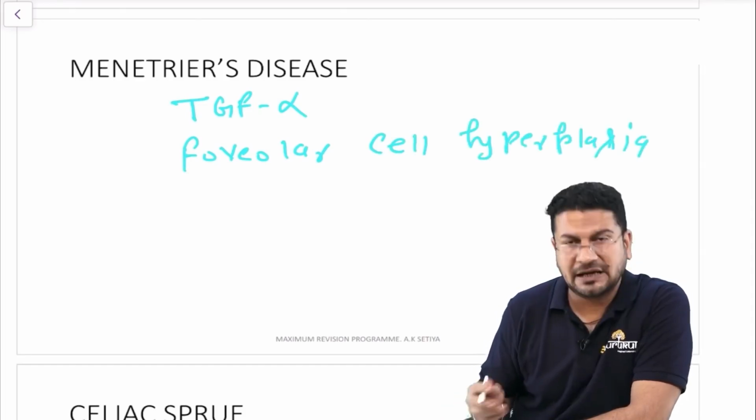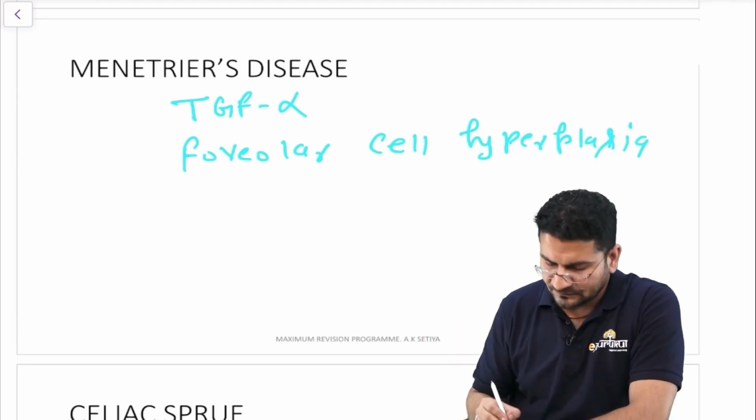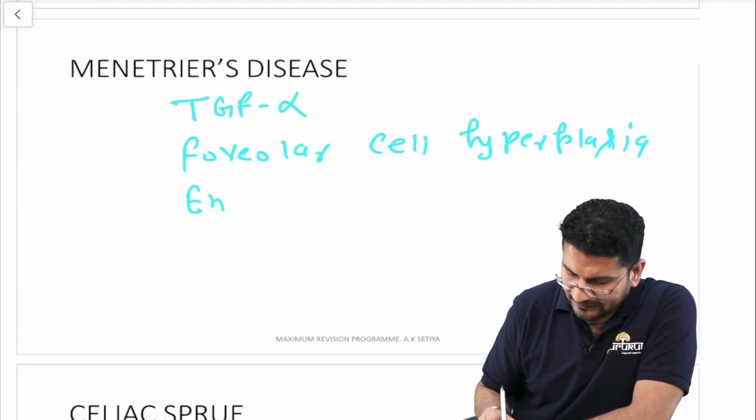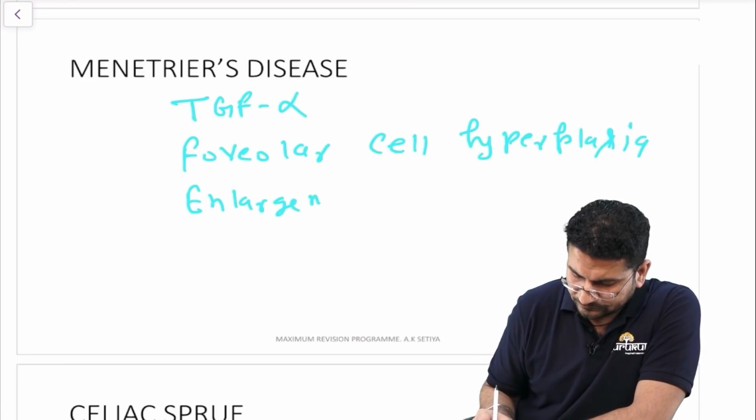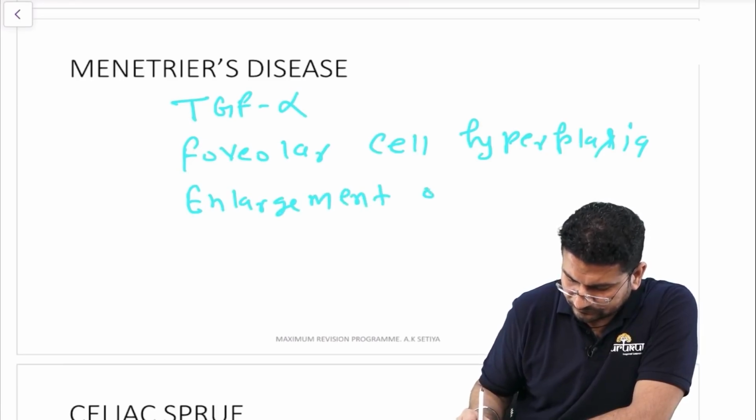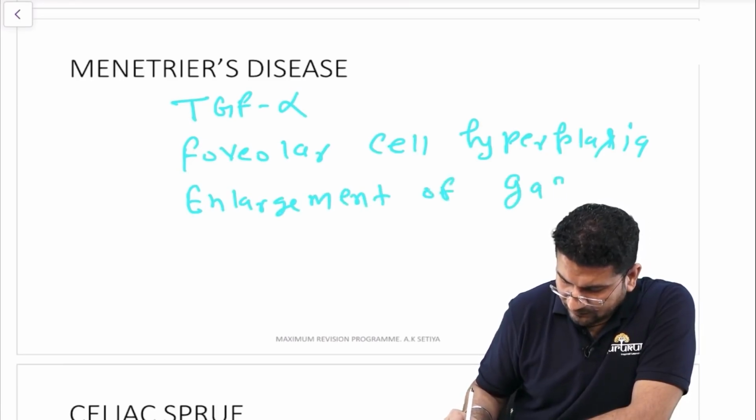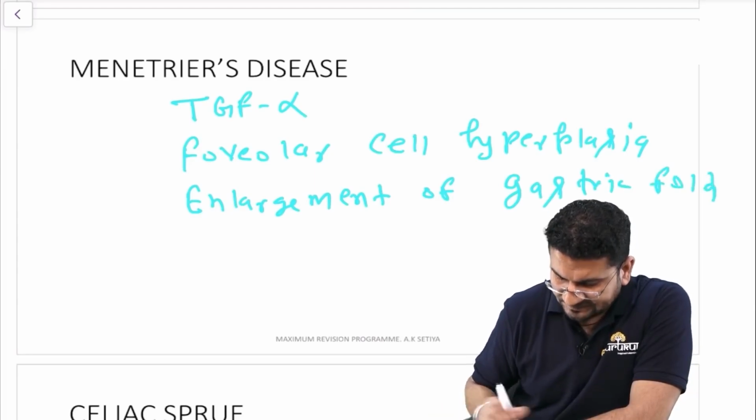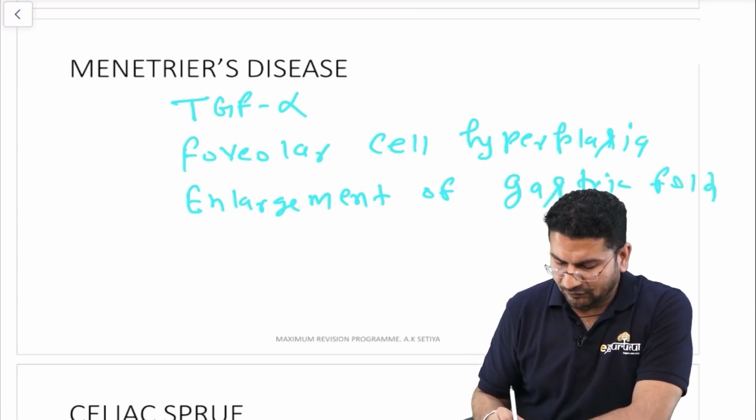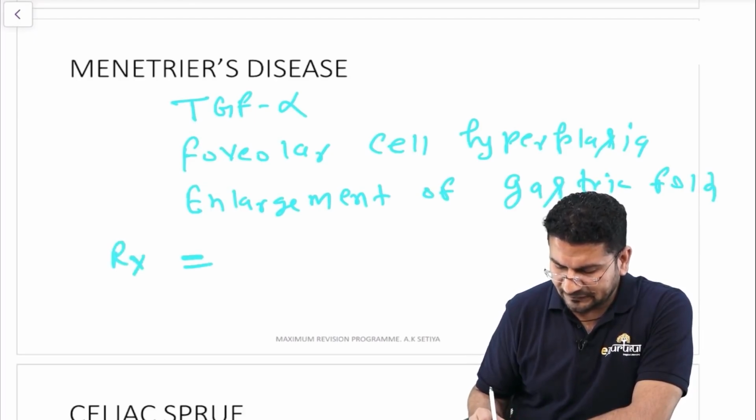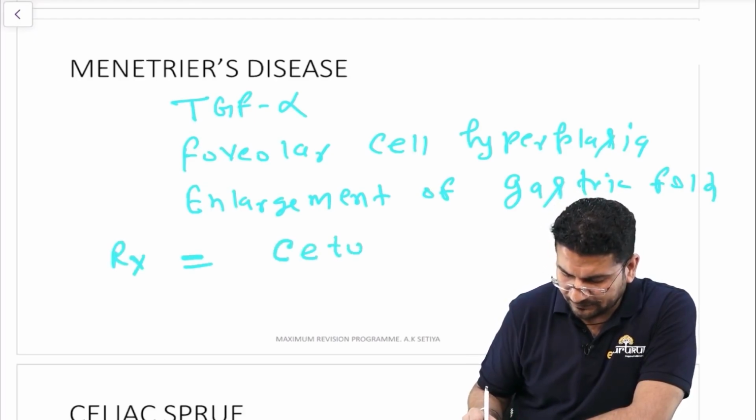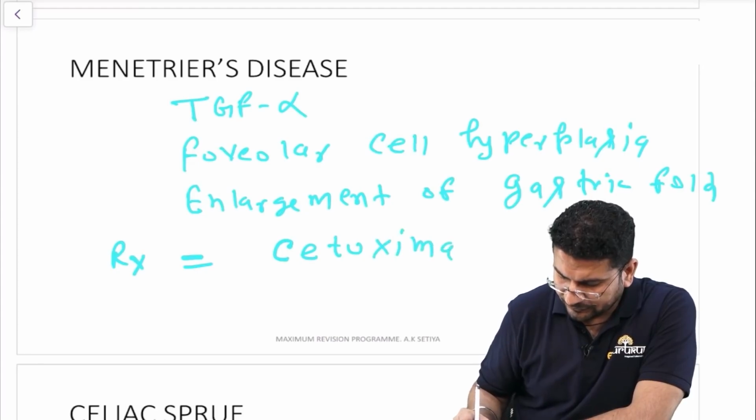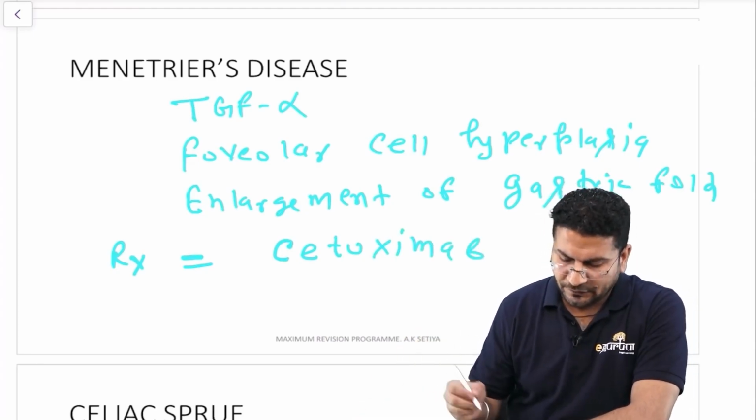You will see there will be enlargement of gastric fold. We call this cerebriform appearance. And how we manage this? It is managed by a drug. If I say the drug of choice, it will be cetuximab. Drug of choice will be cetuximab.